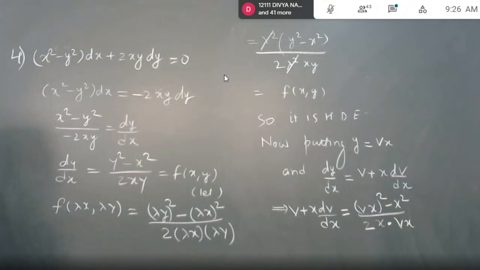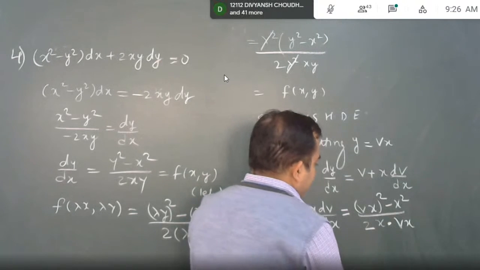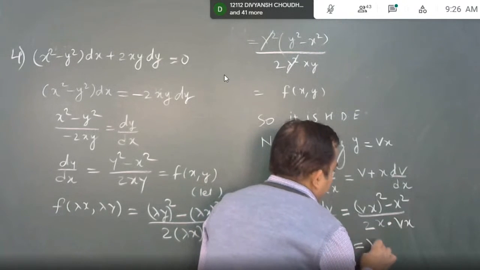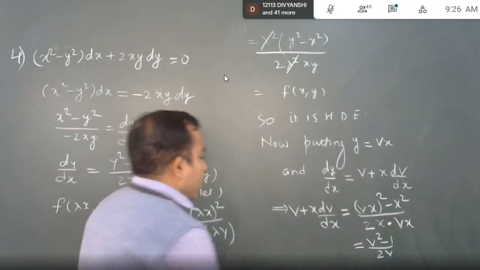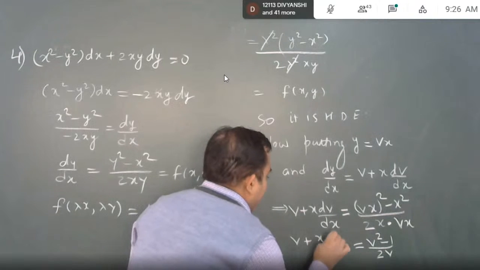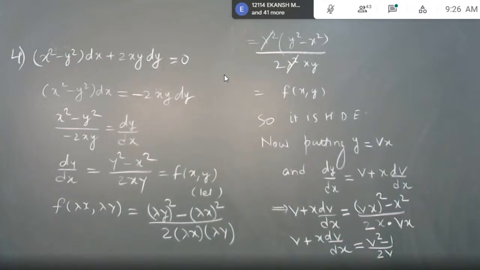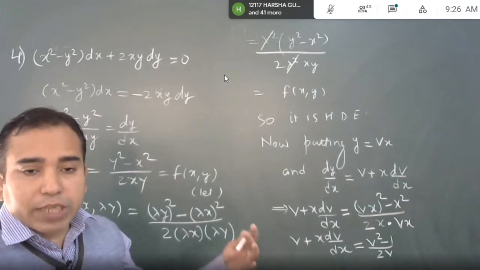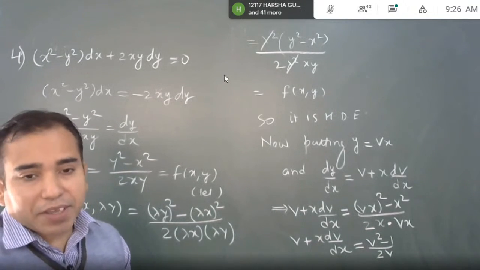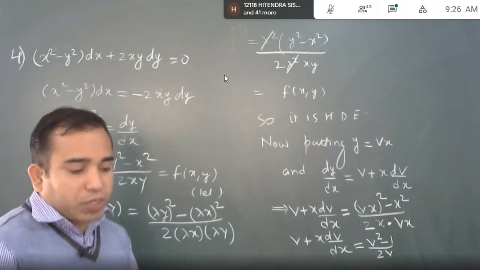whole upon 2 x as it is, and in place of y vx will come. Correct. Students, I hope you can see x square common and can be cancelled with denominator x square. So this will become v square minus 1 whole upon 2v equals to v plus x dv upon dx. Correct. You will remember from previous questions that after simplifying we try to separate the variables. So here also I will try to keep v on one side and all the other terms on the other side.